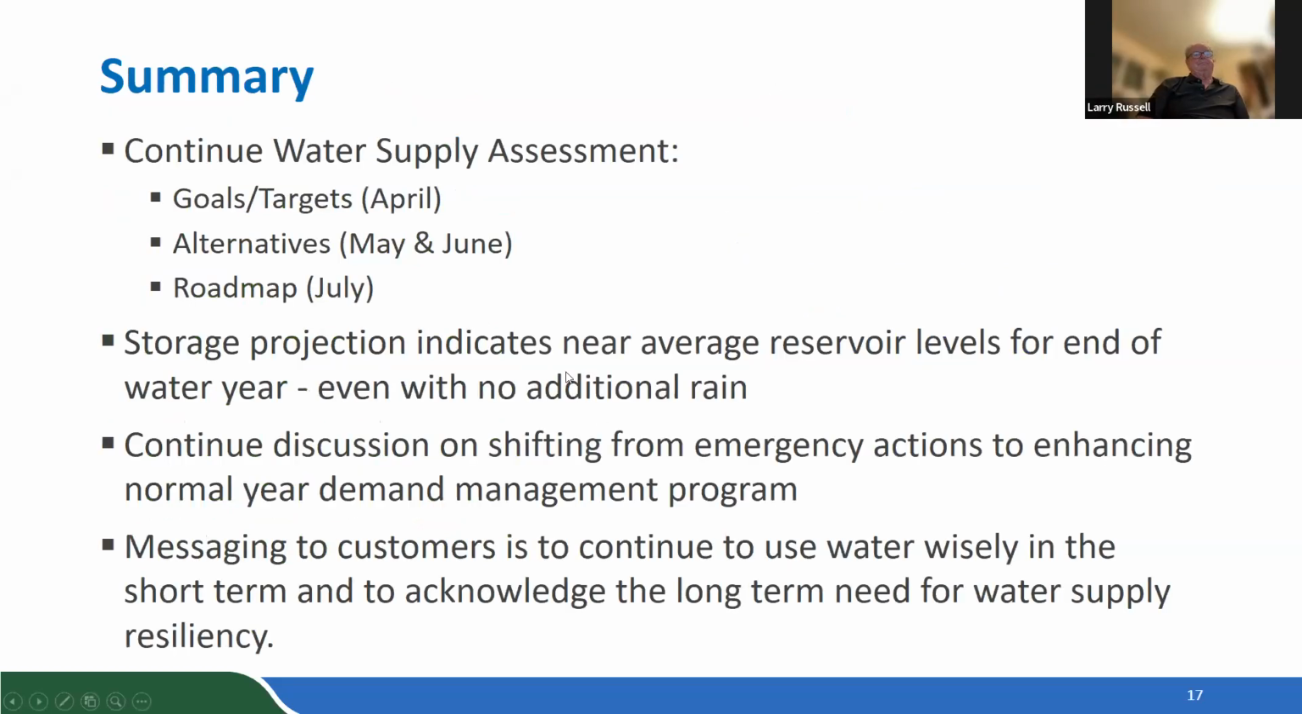Yeah, it's a challenge. Anyway, we're going to wrap with a quick summary. So our goals and targets, we're going to hit those in April.